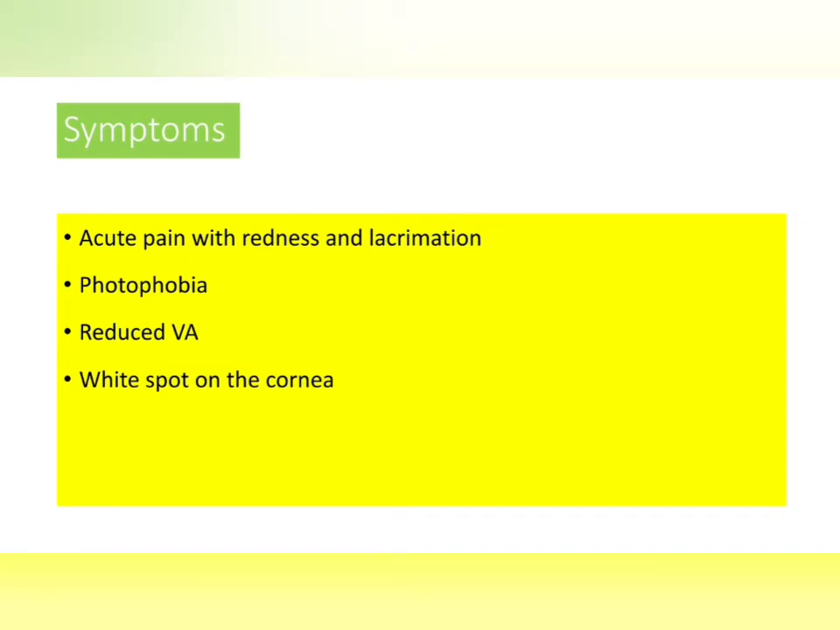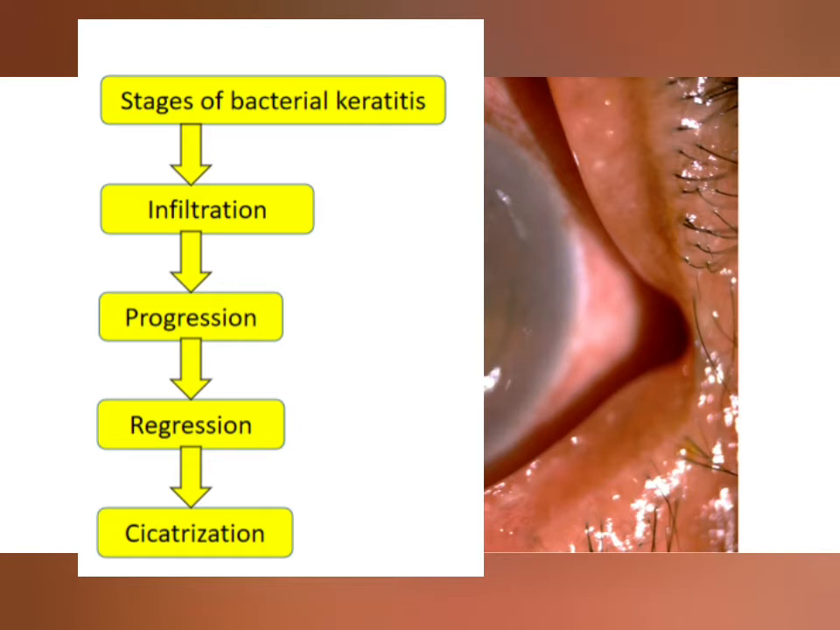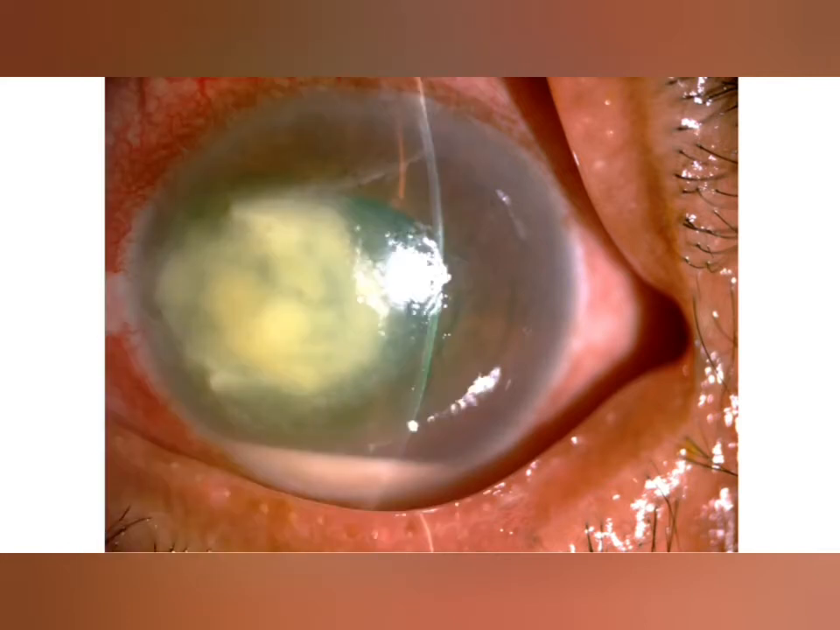Before discussing the symptoms, I would like to discuss the steps of infection in bacterial keratitis. So what are those steps? First of all, there will be cellular infiltration. What is meant by infiltration? Infiltration of lymphocytes into the epithelium and underlying stroma. Then it leads to active ulceration.